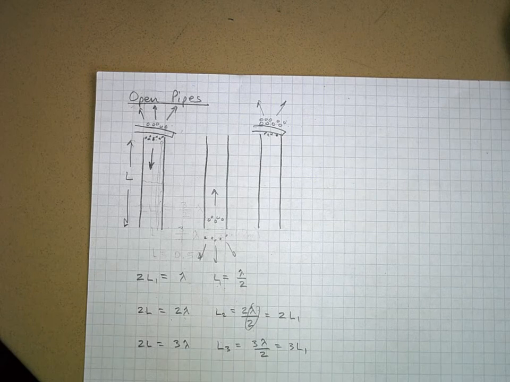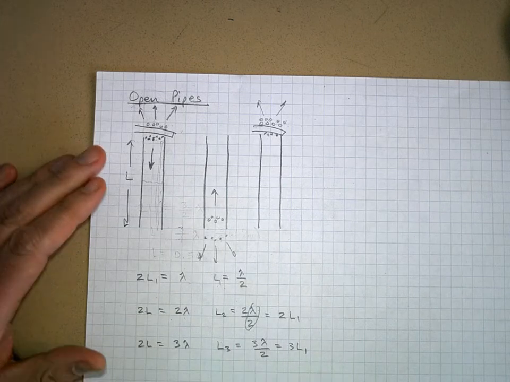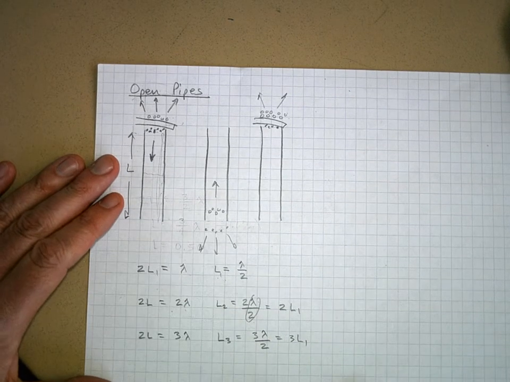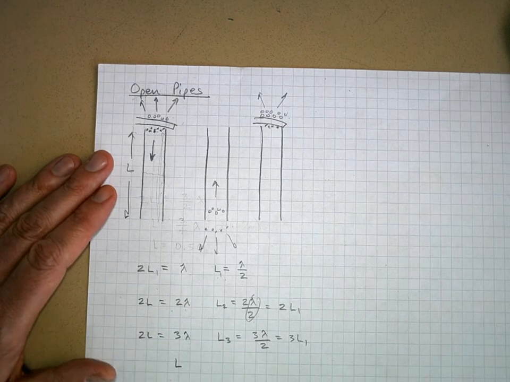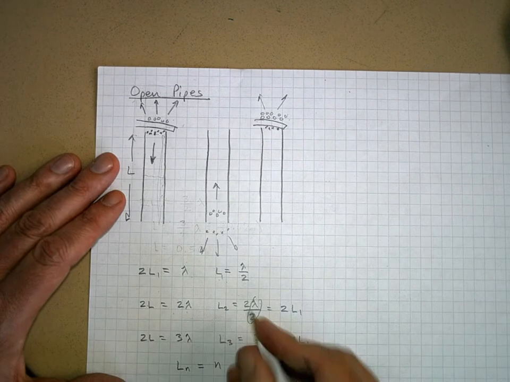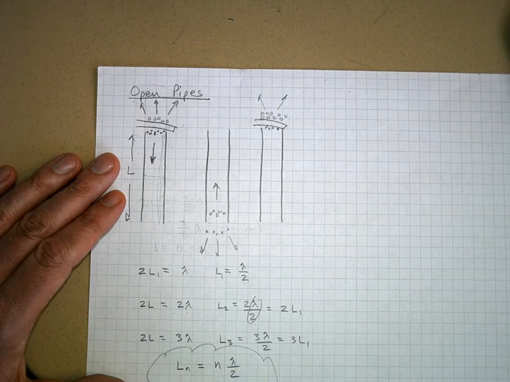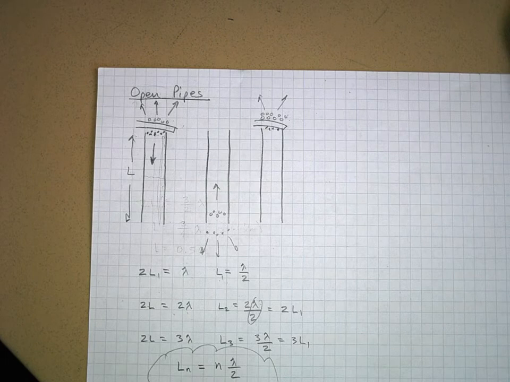Okay? So instead of the odd numbers, with closed pipes, only the odd number multiples of the fundamental wavelength would resonate. Now, I said that a little bit wrong, but now it's every integer. So we can say this. The length of pipe that will resonate, L sub n, will be equal to just n times the wavelength over 2, where n equals 1, 2, 3, 4. So this is the equation that gives us the different lengths of an open pipe that will resonate.